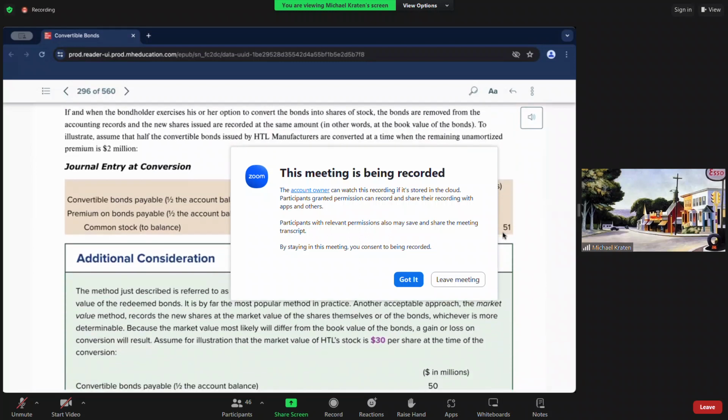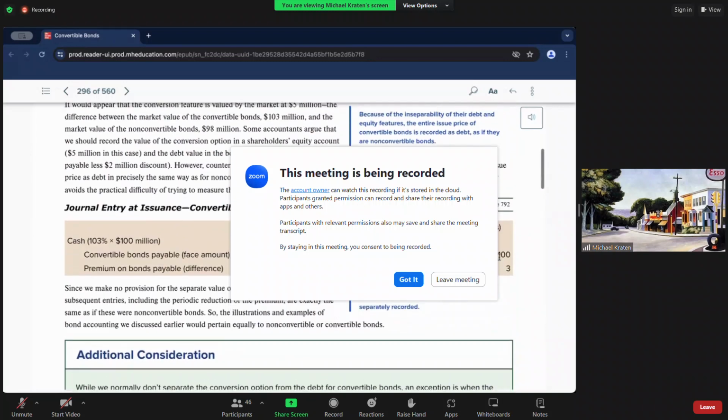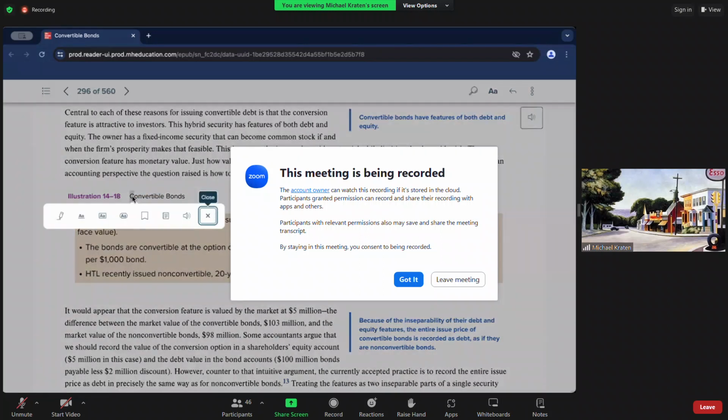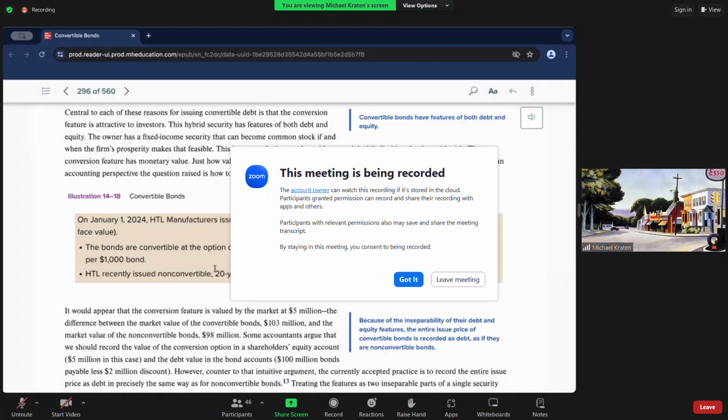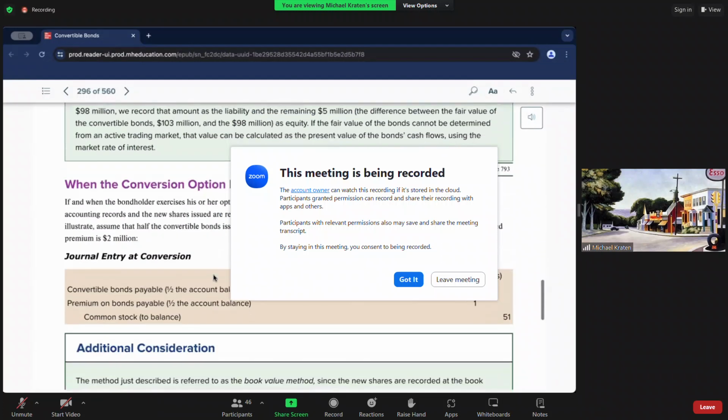What happens if you get a call and the bank says, guess what? The reason why I was so eager to lend you 103 million instead of 100 is because I can convert the liability to equity. And all along, I really wasn't interested in lending you money. I wanted to own some of your stock. And so I want to exercise my right to convert my bonds to equity.